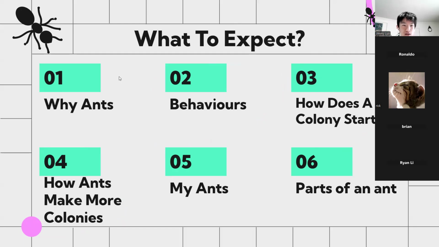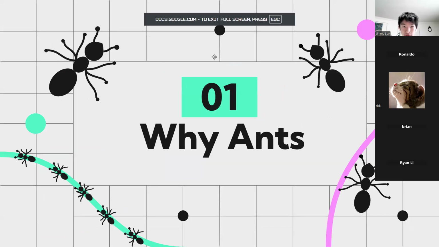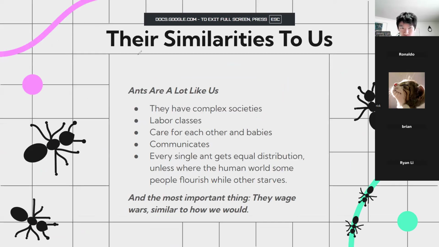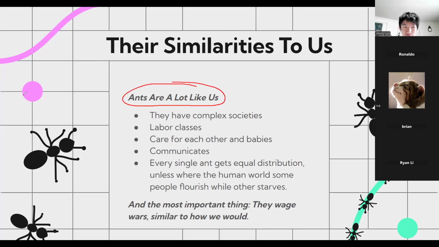Okay, so let's talk about why I chose ants for our first lesson. The reason is that they're actually a lot like us, because they have really complex societies. What complex societies means is that they form civilizations. Like we know that the United States, the country we live in, has a government, and ants have something like that.